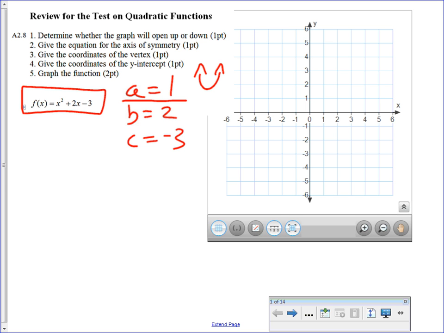Give the equation for the axis of symmetry. Remember, the axis of symmetry always equals negative b over 2a.